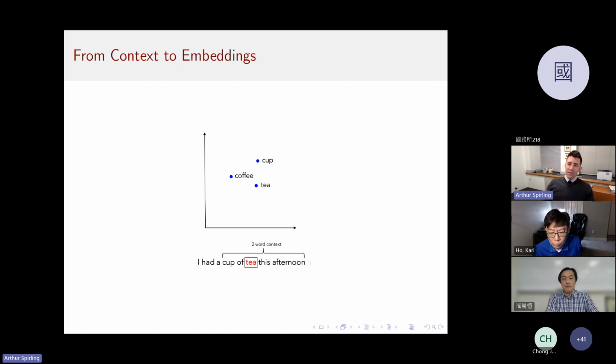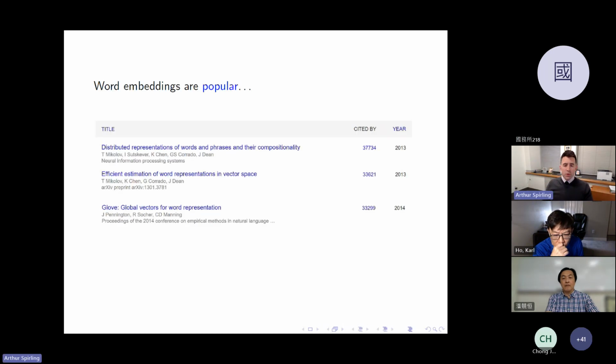And so I make this inference that somehow tea is close to cup and tea is close to coffee. And so I'm learning something about the relationship between tea and coffee without having to push any extra knowledge into the problem. So certainly word embeddings are very popular. If you've come across them before, that's good. If you haven't, here are some of the big papers on word embeddings from the CS literature.